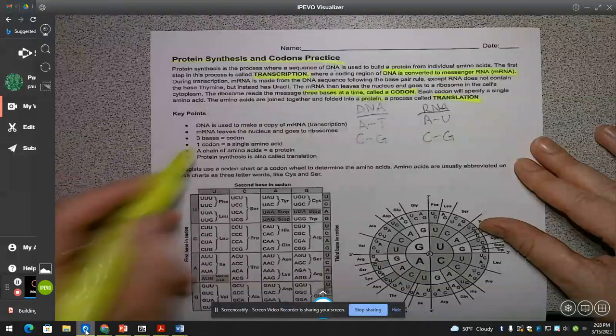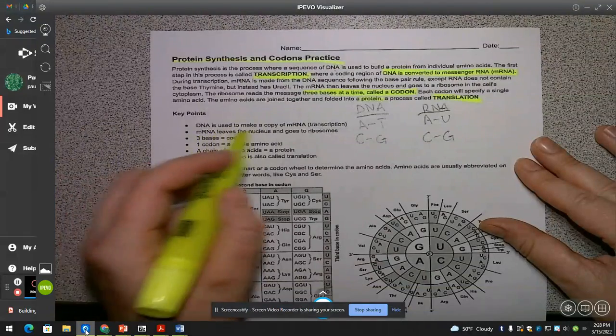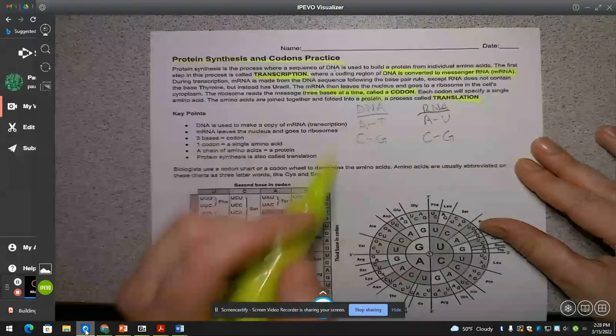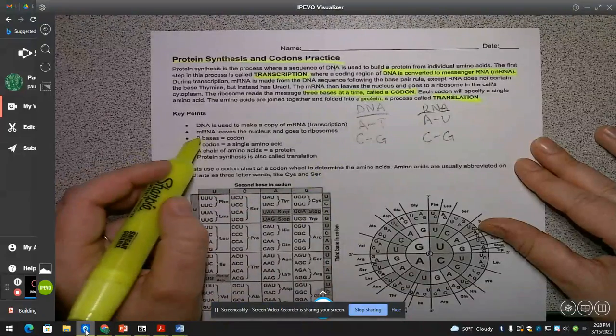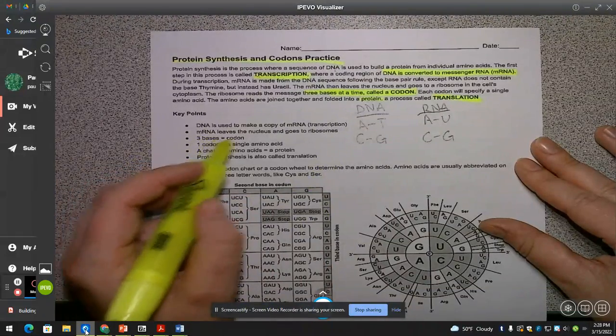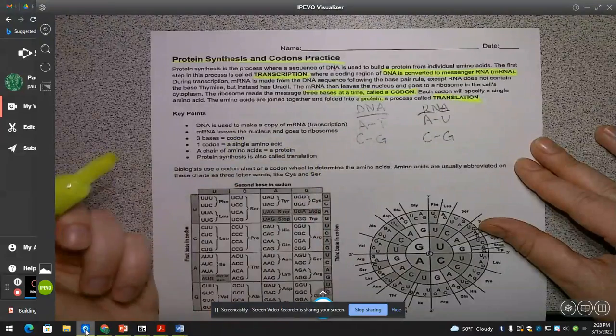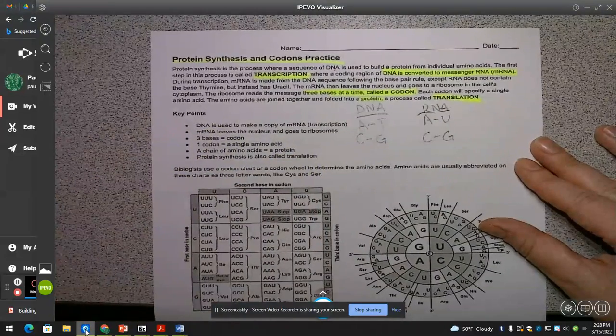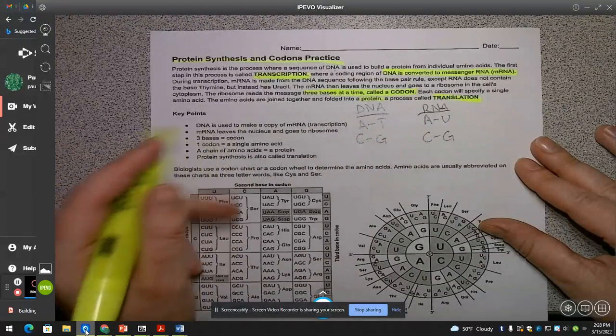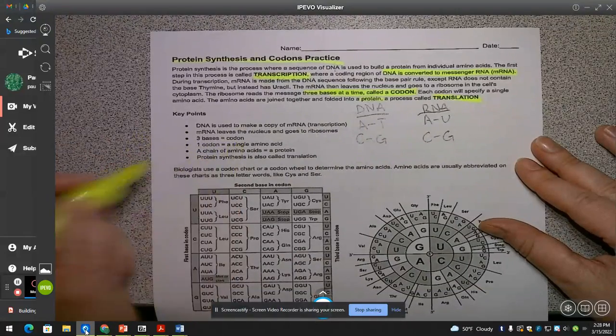So here are our key points. DNA is used to make a copy of mRNA. That's where transcription comes in. mRNA, or messenger RNA, leaves the nucleus and goes to the ribosomes. Ribosomes are cell organelles that make proteins. Makes sense? 3 bases or 3 letters is going to give me a codon.